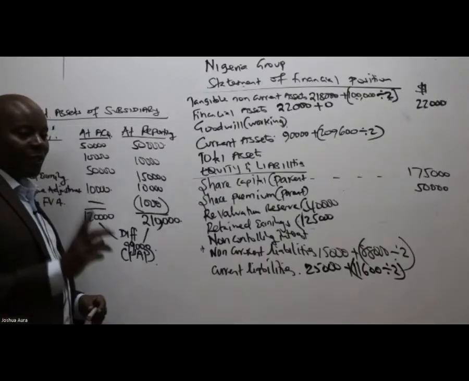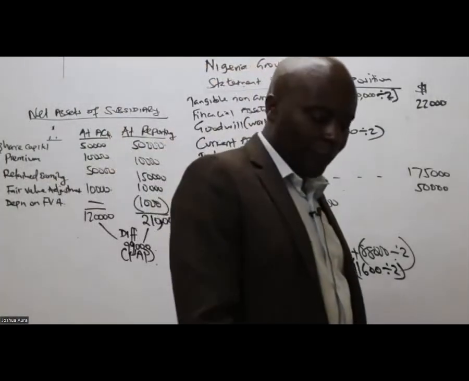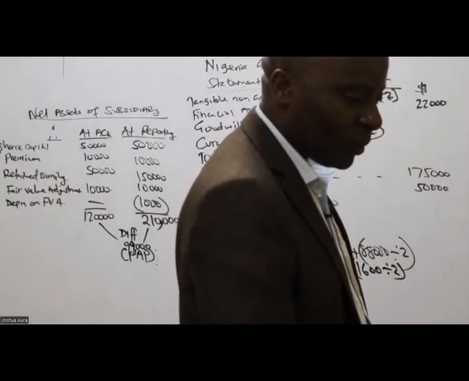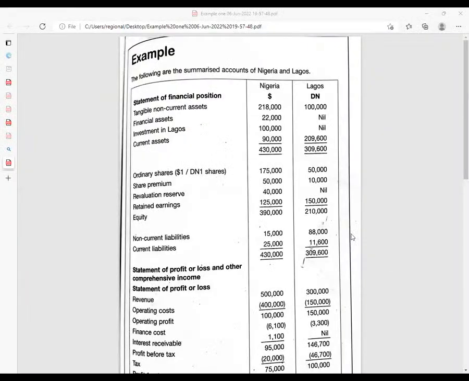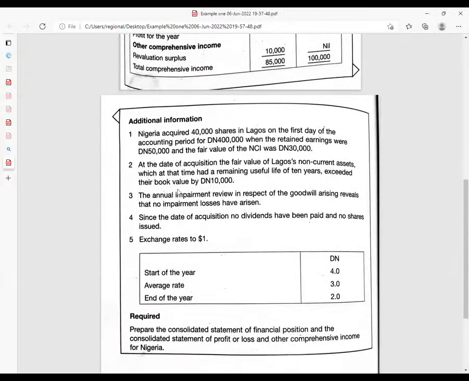There's a student who wants me to repeat something on this fair value adjustment, the valuation of assets of the subsidiary when you are acquiring them. Like now here, they have told us something very nice. They've told us here that at the date of acquisition, the fair value of Lagos non-current assets, which at that time had a remaining useful life of 10 years, exceeded their book value by 10,000.